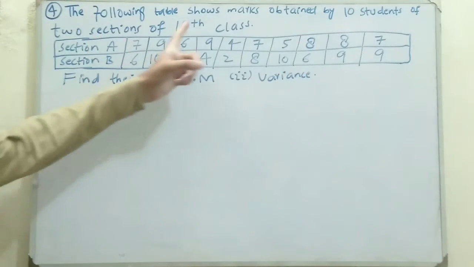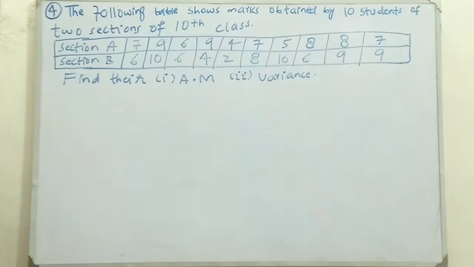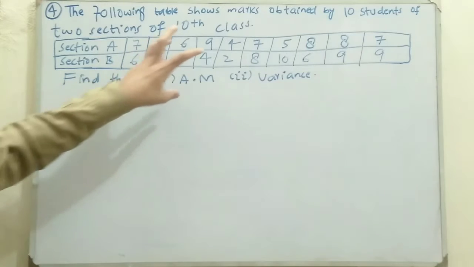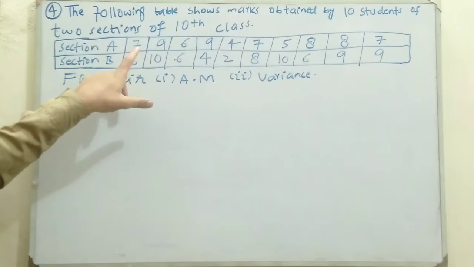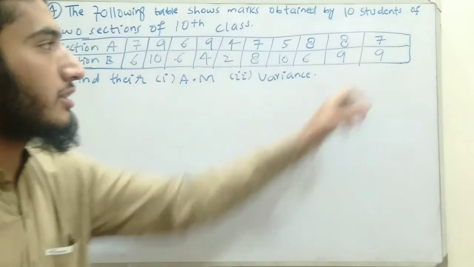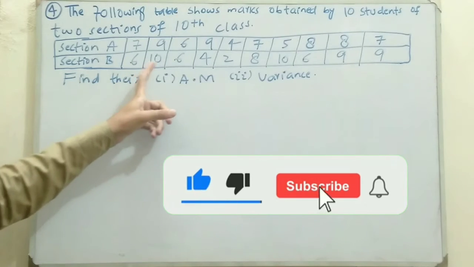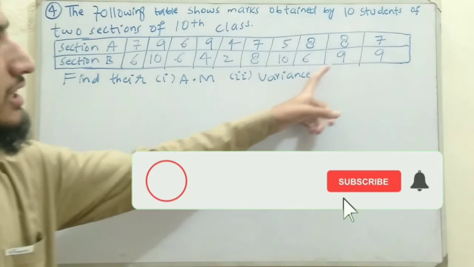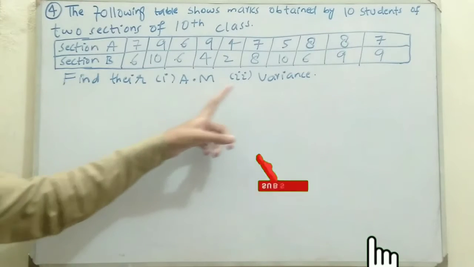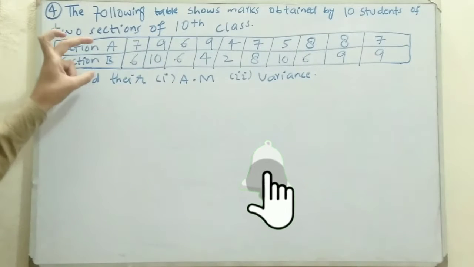It tells that the following table shows marks obtained by 10 students of two sections of 10 class. In 10 class there are two sections, section A and section B, and each of the 10 students can take the marks 7, 9, 6, 9, 4, 7, 5, 8, 8 and 7. This is for section A. And for section B we have marks 6, 10, 6, 4, 2, 8, 10, 6, 9 and 9, and they are required to find their arithmetic mean and variance. We are going to find arithmetic mean and variance for each of the two sections.